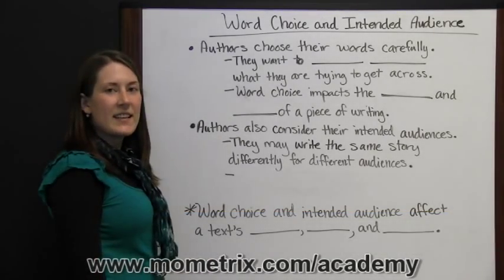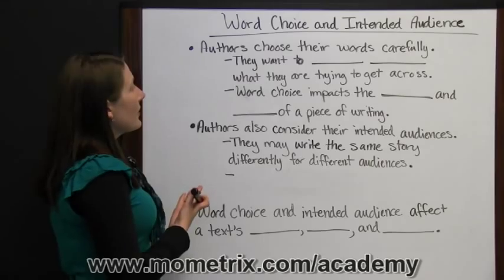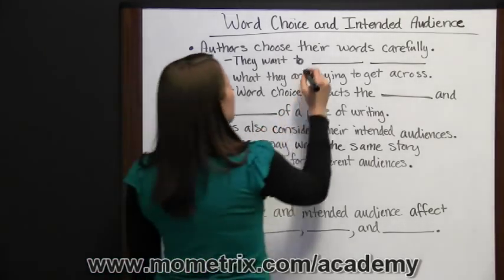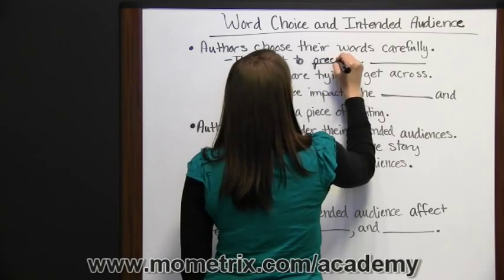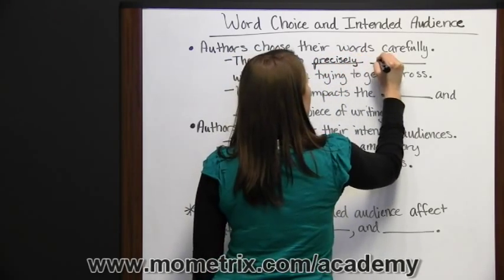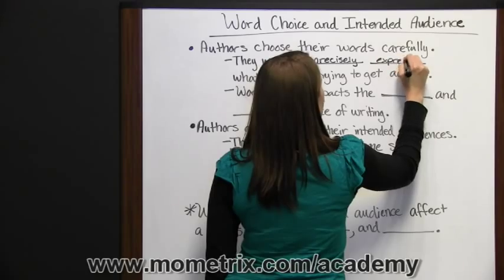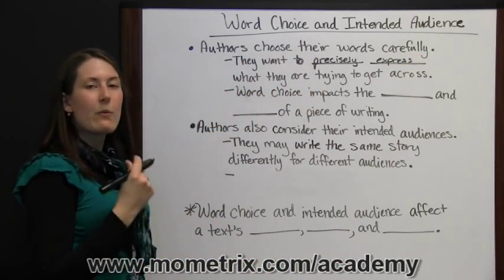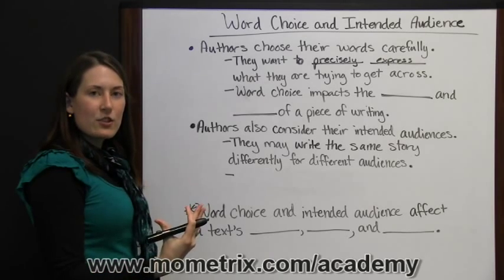Word choice and intended audience. When authors write, they choose their words very carefully. They want to precisely express what they are trying to get across. They aren't just throwing words out there haphazardly. They are choosing their words with a purpose. They want to get some message across to you.